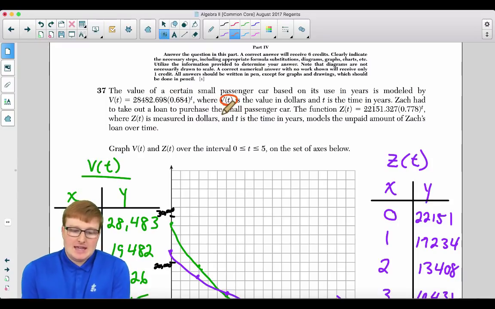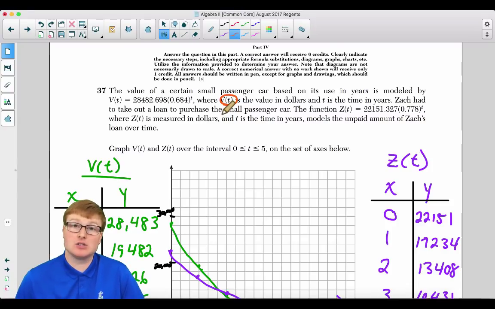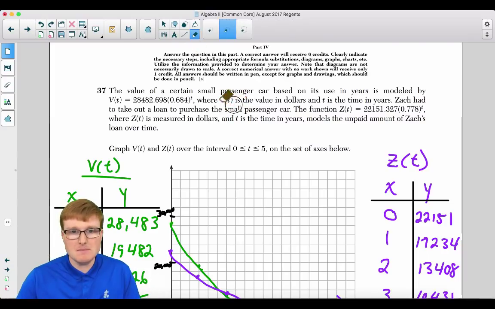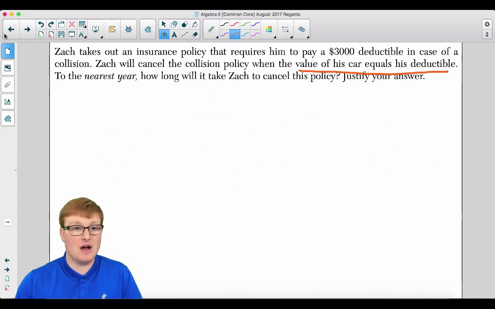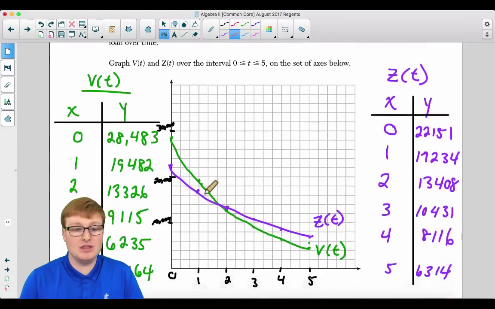So here's the thing. If Zach's car dips below $3,000, let's just say, God forbid, he gets into a crash, and his car is only worth $2,500. Why is he paying $3,000 for his deductible? His car's not worth that much anymore. His car is actually worth less compared to his deductible. So it's very wise of him to cancel that $3,000 deductible because his car is not worth it anymore. So basically, you're taking the value of his car, so the function of V of t, and you are going to find out where it dips below $3,000.